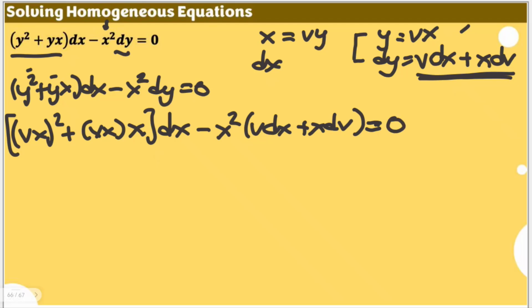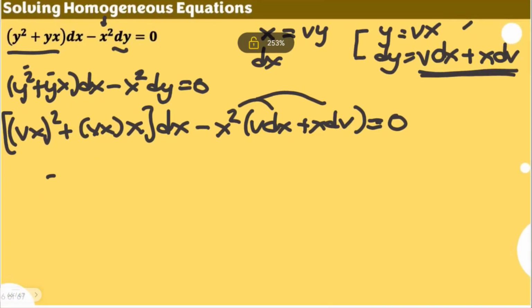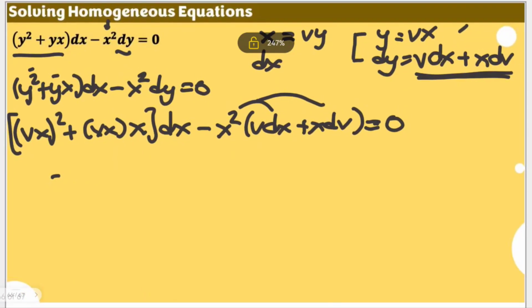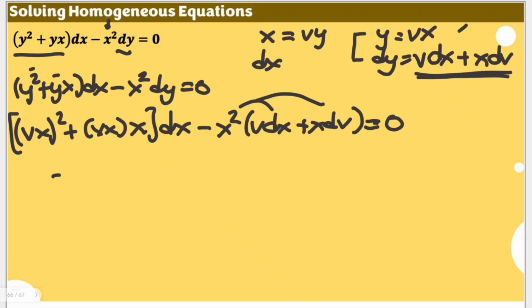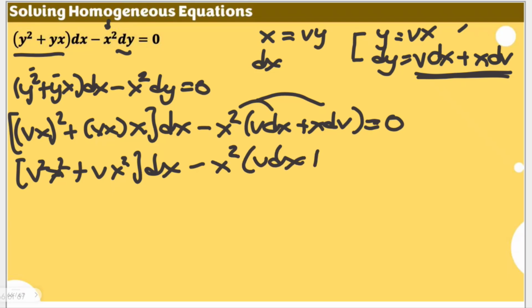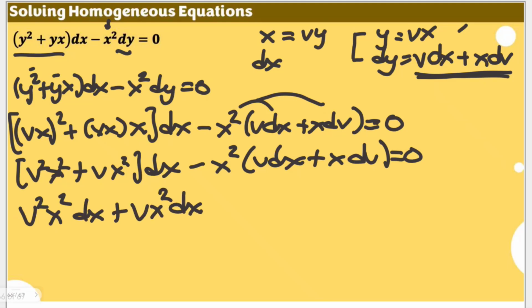Now, the next thing here is to simplify all these terms and probably distribute, because there might be some expressions that may be cancelled in the process. So let's start first with the form of this. You will have v squared x squared plus v x squared, that's for dx alone. And then you will have here minus x squared times (v dx plus x dv). So again, distributing all these terms, you will have v squared x squared dx plus v x squared dx.